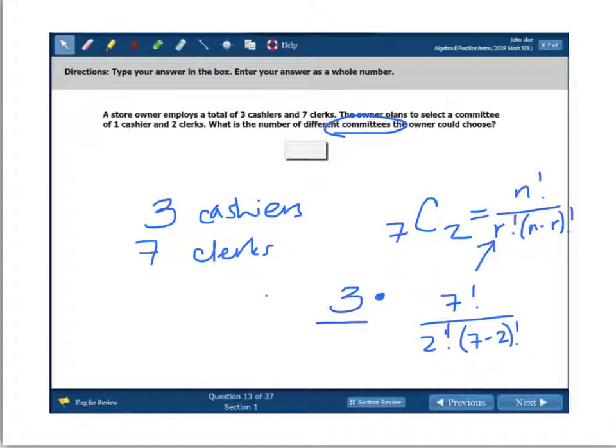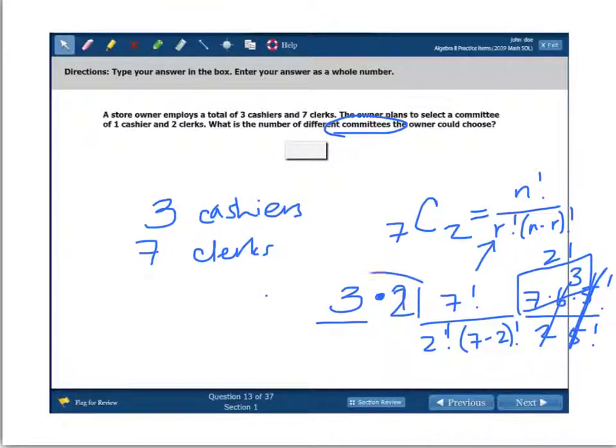Lots of factorials. So 7 times 6 times 5 factorial. This is 5 factorial, so they cancel. And this is a 2, and that's going to make 3. So this is 21. So 3 times 21 is how we find our answer. 63 is our answer.